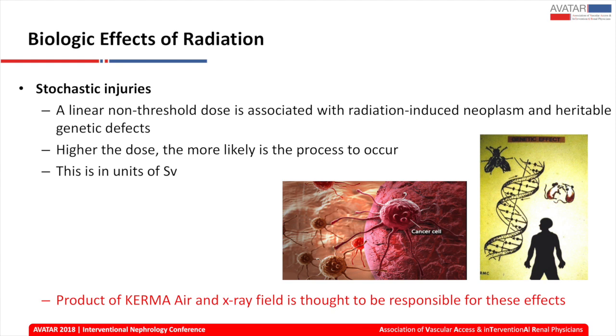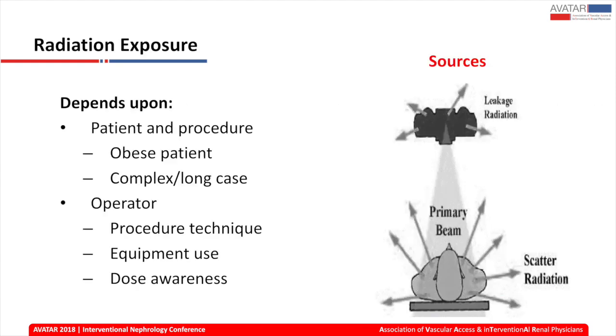The second type of injury is the stochastic injury. This is a totally different type, related to a linear non-threshold dose, that can lead to radiation-induced neoplasm or heritable genetic defects in the future. The higher the dose you use, the more likely you are to have these effects. These are measured in units of sievert. While air kerma is important for deterministic injury, for stochastic injury you take the entire X-ray field and multiply it by the air kerma, and that is considered responsible for stochastic injuries.